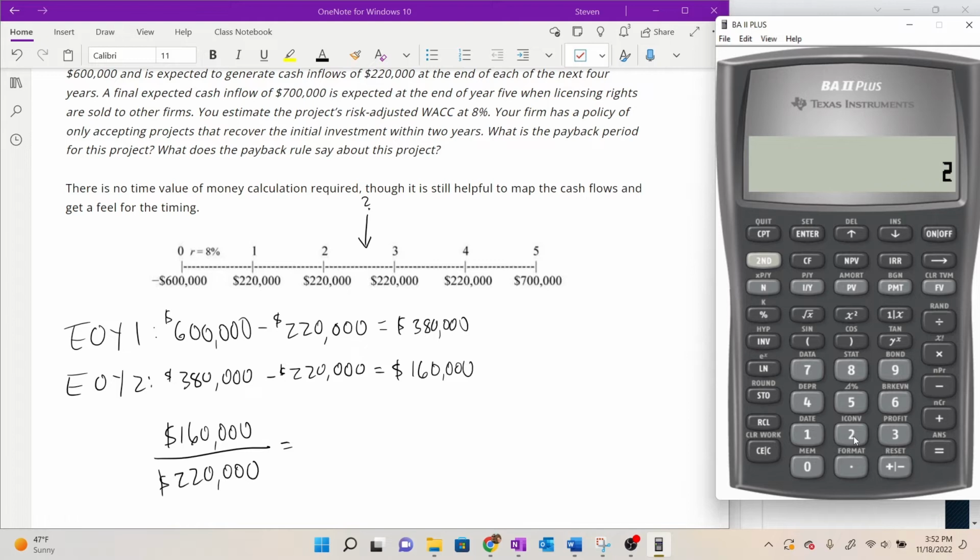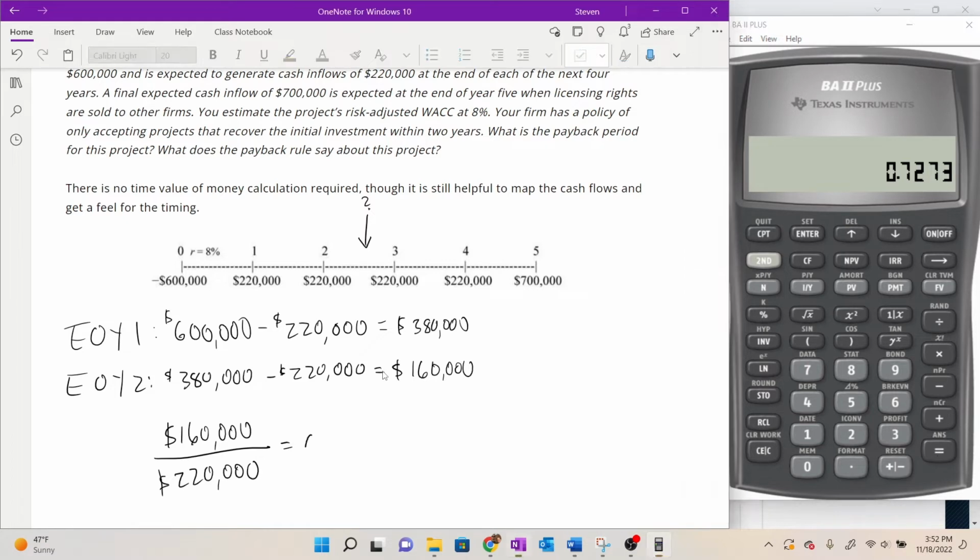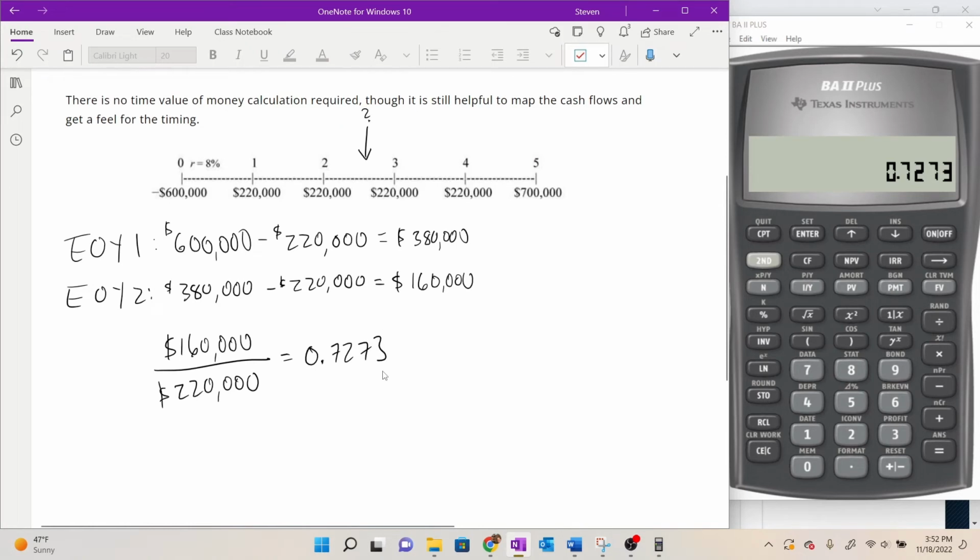I'm going to lop off the last 3 zeros on both of those since those will cancel out anyway. And we are getting 0.7273. All right, so that means we need to go 0.7273 into year 3, or after the end of year 2, before we fully recover our initial investment. So our payback period is, we knew it was 2-point-something years. It turns out it's 2.7273 years.